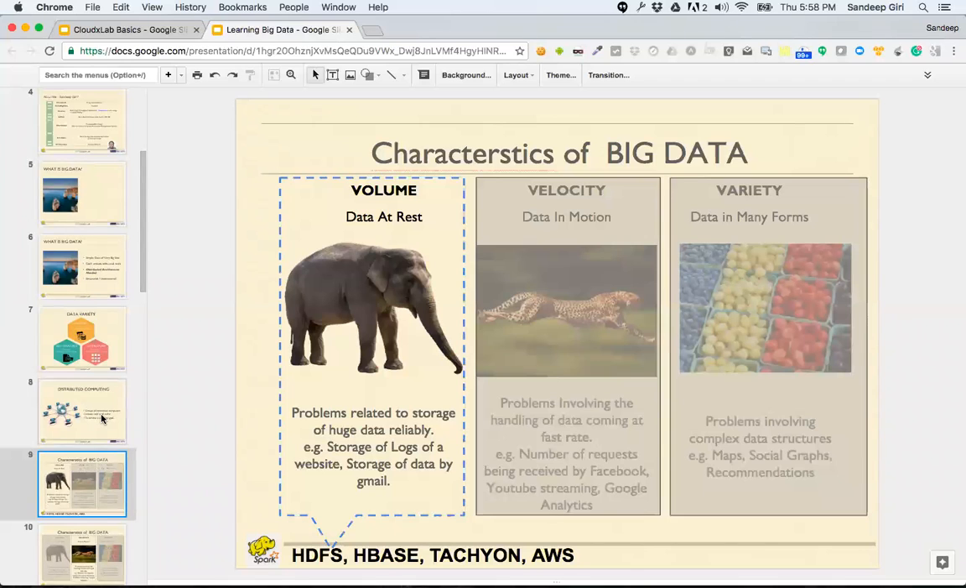All right. Any questions at this point? We talked about what is big data. We talked about what it means by structured, unstructured, and semi-structured. And we also talked about what it means by distributed computing. No questions?